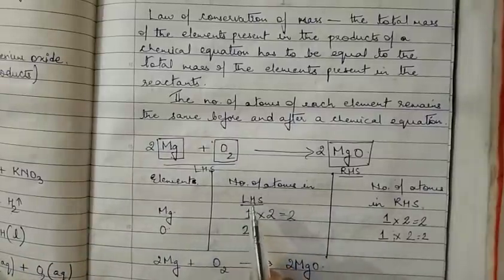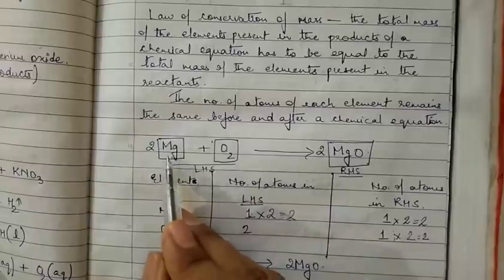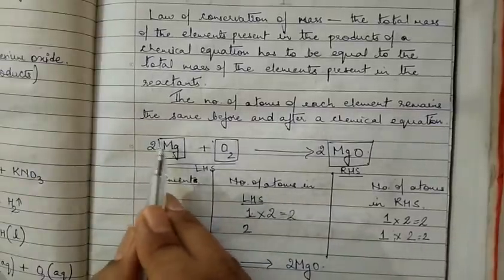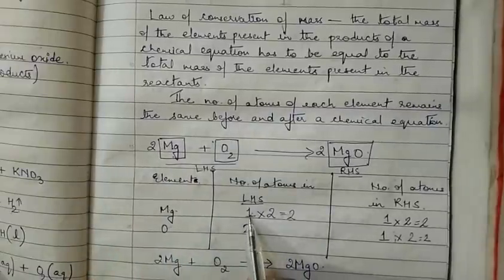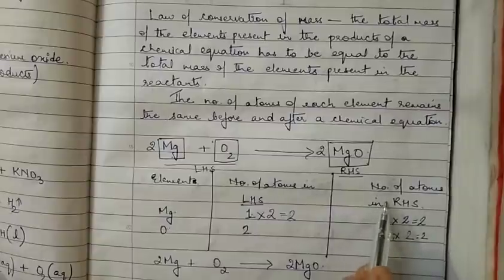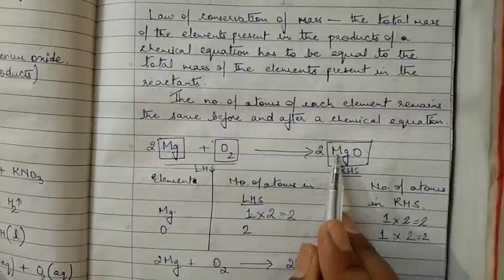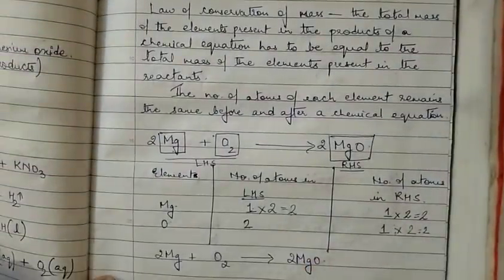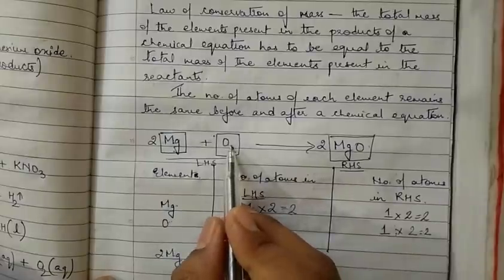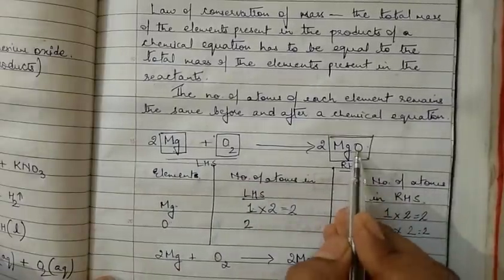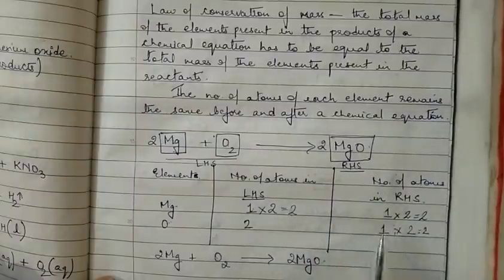Now we write the number of atoms present on the left hand side. For Mg, the number of atoms present on the left hand side is 1. So I have written 1 here. Then the number of atoms present on the right hand side for Mg was also 1, in MgO. You can see here MgO. So we have written 1 here. Now the number of atoms of oxygen on the left hand side was 2, and the number of atoms of oxygen on the right hand side was 1. So I have written 1 here.